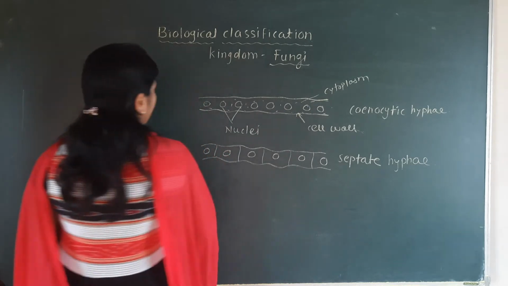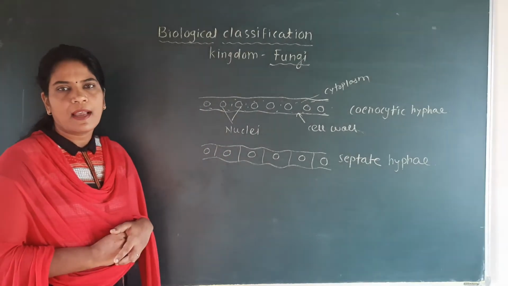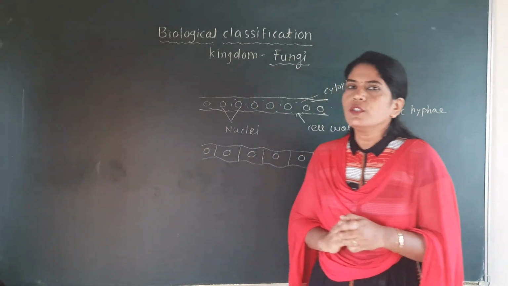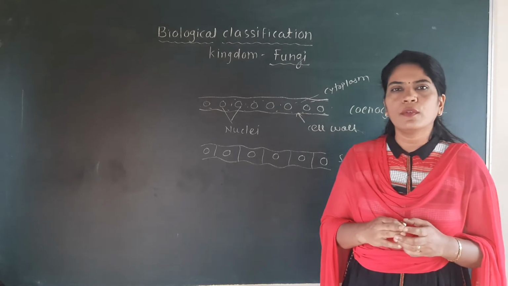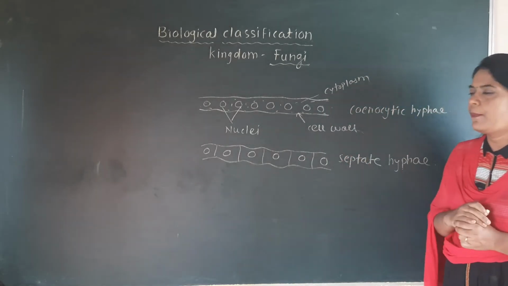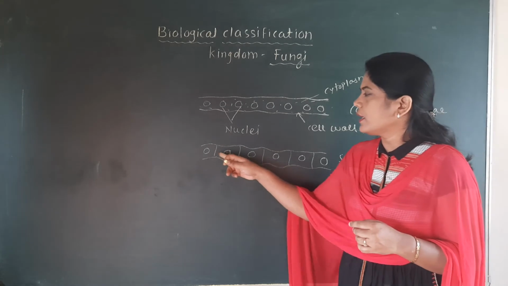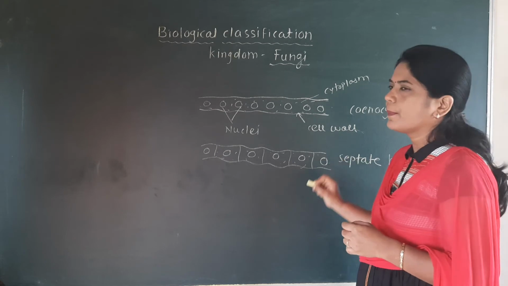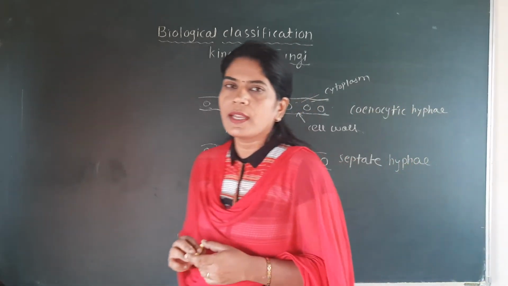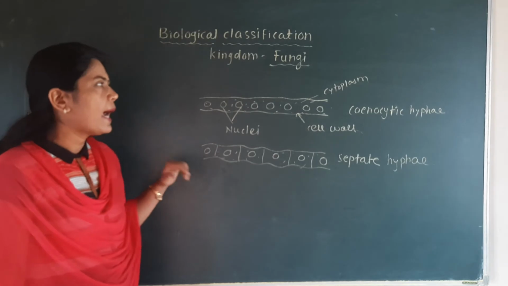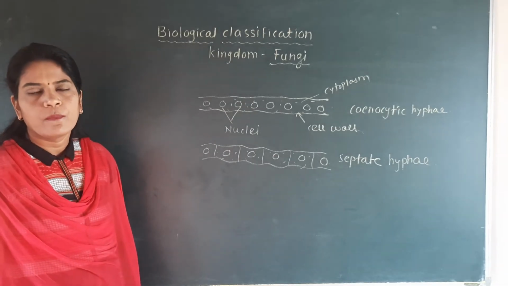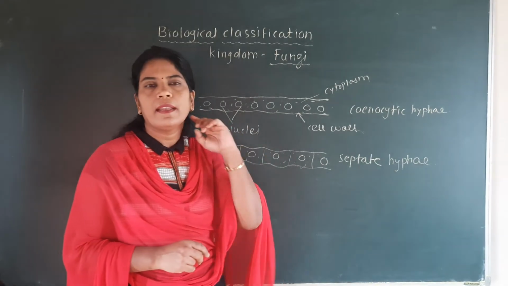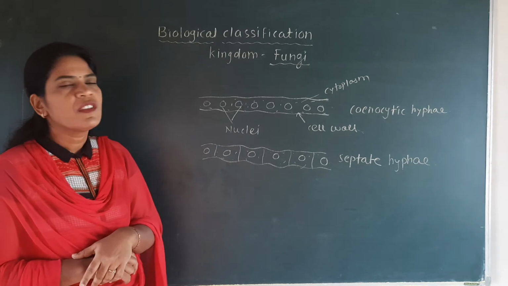So these are the two important points about this hyphae. Without partition, a continuous tube-like, many-nucleated structure is called cenocytic hyphae. But when they have a partition between these nuclei, we call it septate hyphae. This is about the hyphae part of the fungi, and you have to concentrate on the two types of hyphae, cenocytic and septate hyphae.